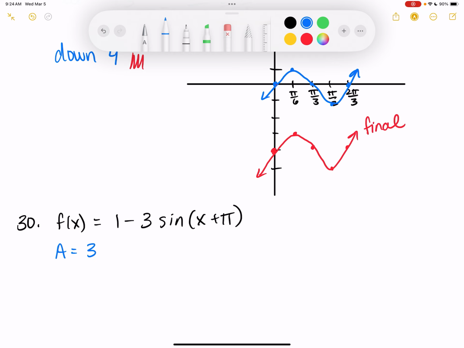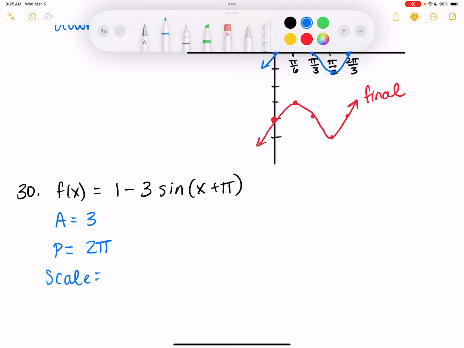What's the period? 2 pi over b. I think it's pi. It's 2 pi over the number in front of x, which is 1. So 2 pi over 1 is just 2 pi. Been a long day. The scale would be what? Pi over 4. 2 pi over 4, which is pi over 2.